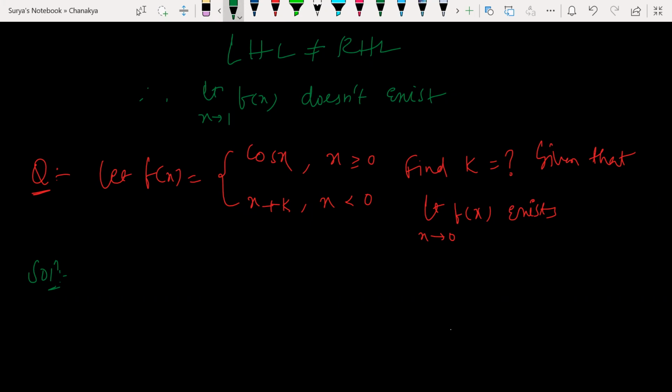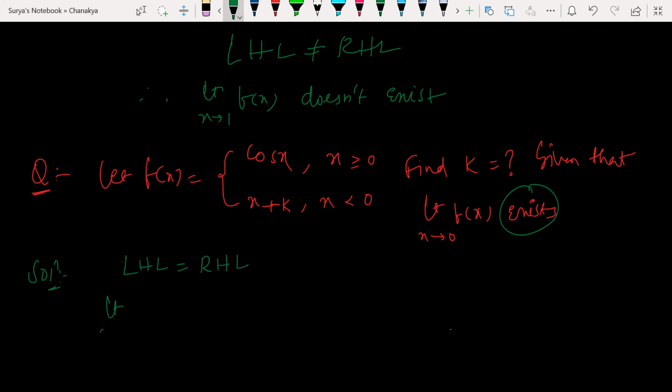Tell me, guys, how can I find out? Make it first left hand limit. You find out left hand limit. He only said that the limit exists, which means LHL is equal to RHL, isn't it? He only told that the limit exists. So LHL is equal to RHL.